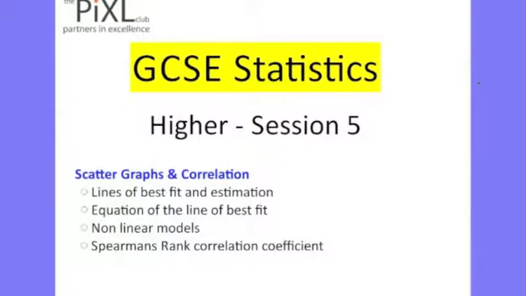Welcome to the GCSE Statistics Higher Session 5. This session is focused on scatter graphs and correlation and consists of 4 subsections as shown here on the screen. Lines of best fit and estimation, equation of the line of best fit, nonlinear models, and Spearman's ranked correlation coefficient.